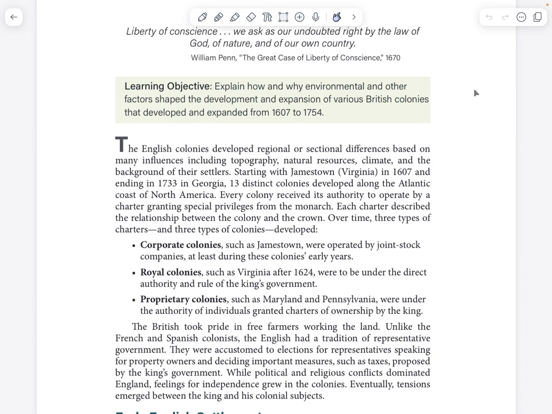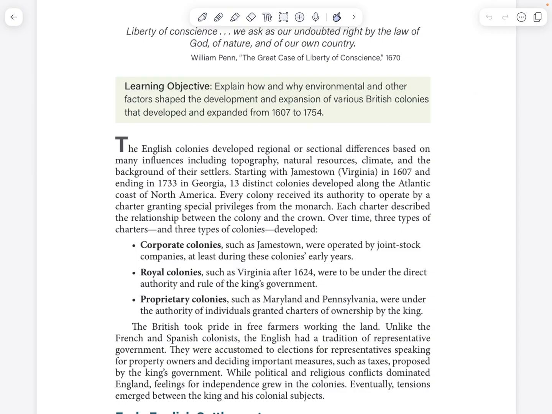Learning objective. Explain how and why environmental and other factors shaped the development and expansion of various British colonies that developed and expanded from 1607 to 1754. The English colonies developed regional or sectional differences based on many influences, including topography, natural resources, climate, and the background of their settlers. Starting with Jamestown, Virginia, in 1607 and ending in 1733 in Georgia, 13 distinct colonies developed along the Atlantic coast of North America.